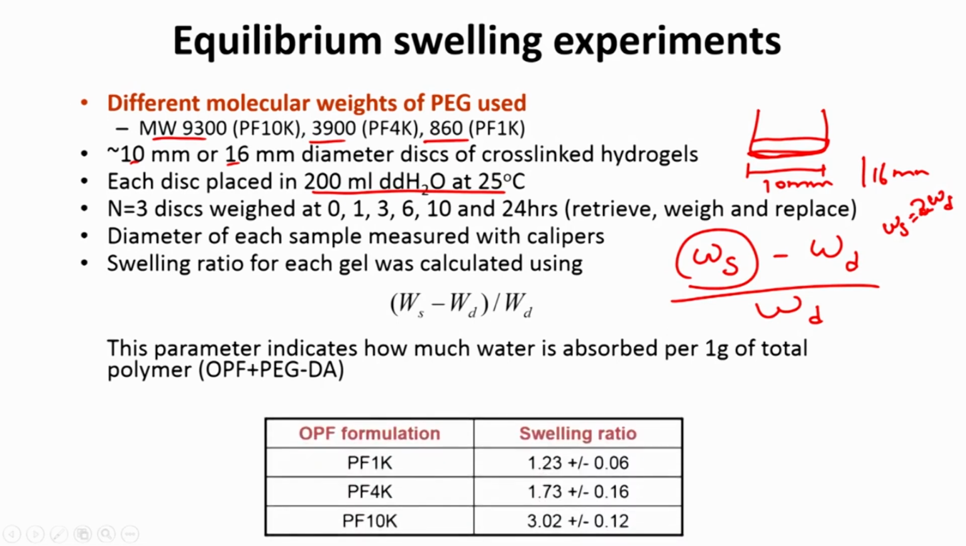Now they have determined, and what they found is, if they are using a 1K, 4K or 10K, the swelling ratio is different. Notice how as you are increasing the molecular weight of the chain, the swelling ratio is dramatically increasing. It has become all the way up to 3 as you have increased the molecular weight of the chain that you are using.